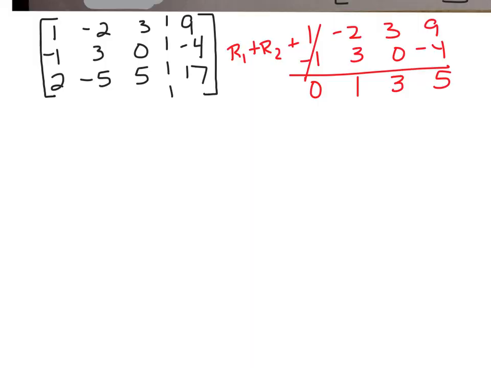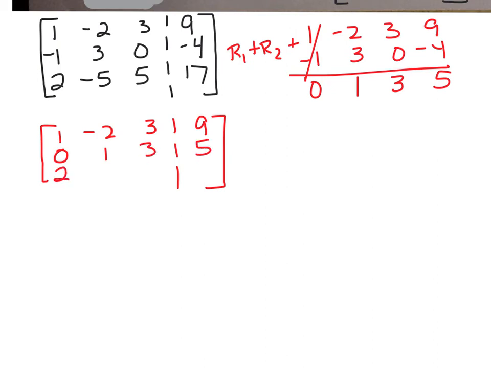Okay, so our new matrix is going to be: row 1 didn't change, so I have 1, negative 2, 3, 9. Row 2 is now 0, 1, 3, 5. And I keep row 3, so I have 2, negative 5, 5, and 17.